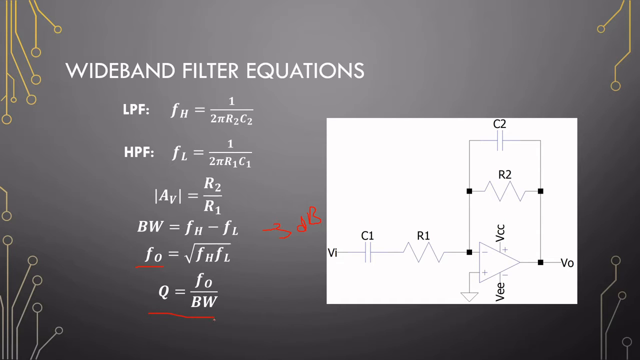Okay, the Q factor, the quality factor of our filter, is determined by our center frequency divided by our bandwidth. For these wideband filters, the Q factor is typically less than 1. Choices that people will usually make for the Q are 0.707 or 0.5. That's just the ratio between the center frequency and the bandwidth.